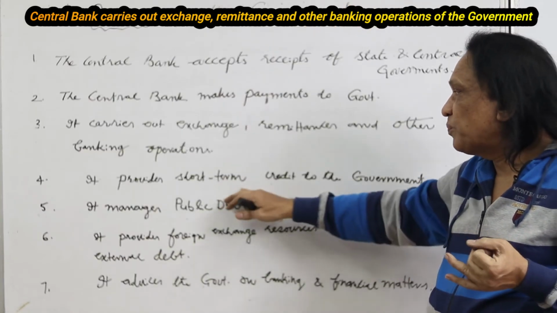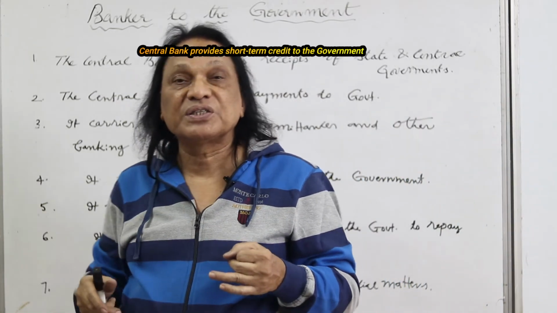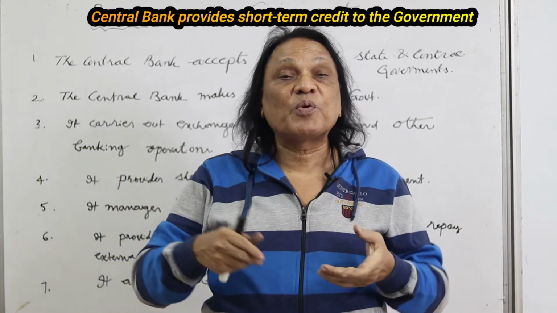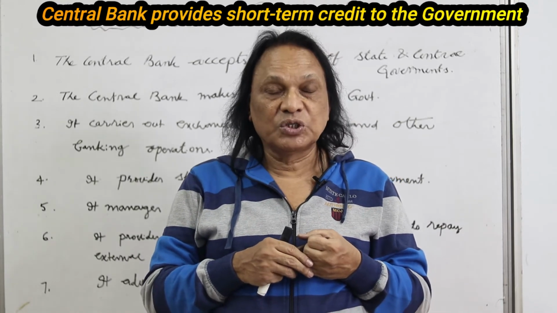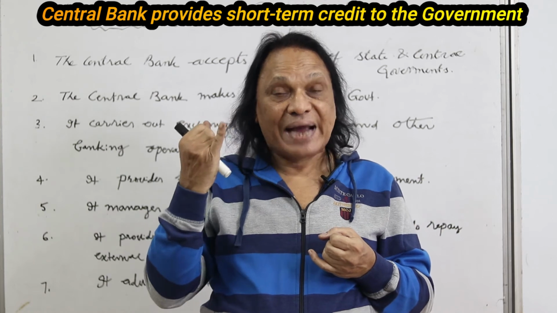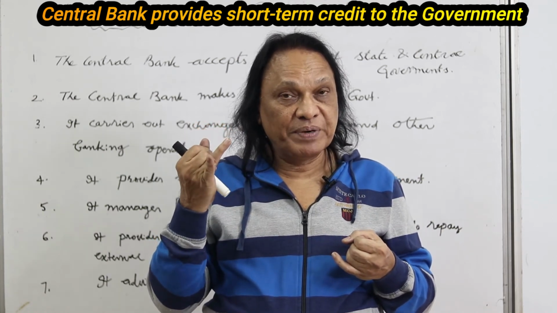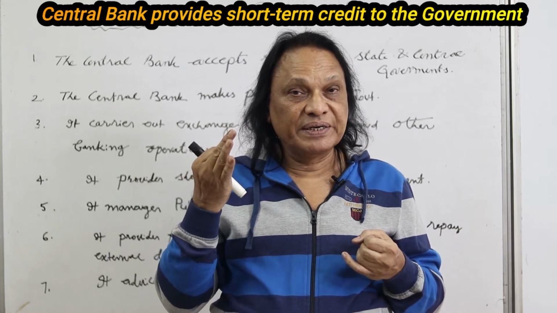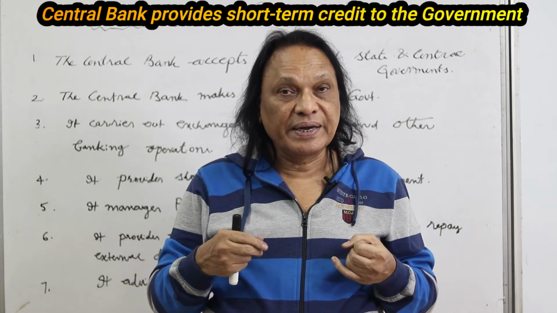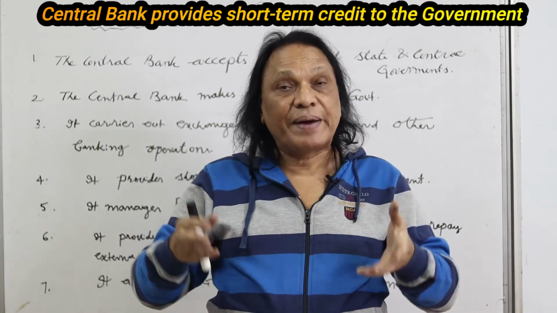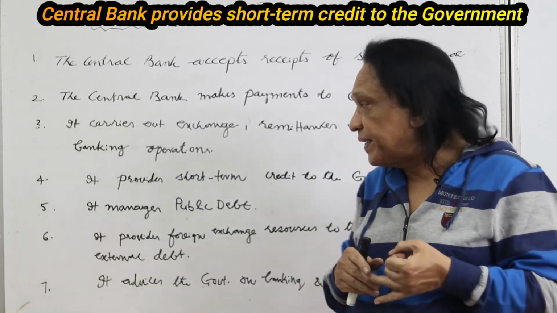The fourth point: it provides short-term credit to the government. In case of any emergency, the central bank also provides loans to the government, short-term credit. So the central bank accepts all receipts of the government, makes payments to the government, maintains all the remittances and other banking operations, and in case of any need, the central bank also helps the government by giving them short-term credit.